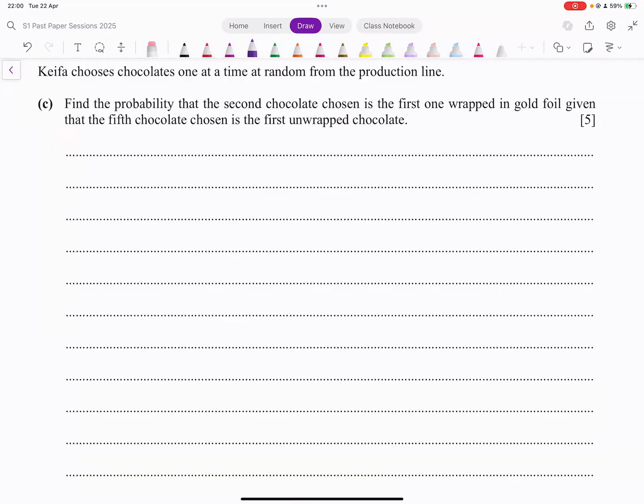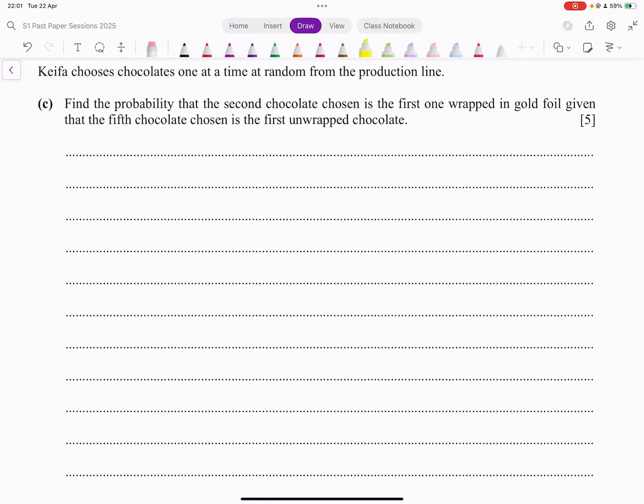Now there's a third person. She chooses chocolates one at a time at random from the production line. Find the probability that the second chocolate chosen is the first one wrapped in gold foil, given that the fifth chocolate chosen is the first unwrapped chocolate. Okay, so I think the trickiest part of this question is trying to understand what they're saying here. Let's break it down.